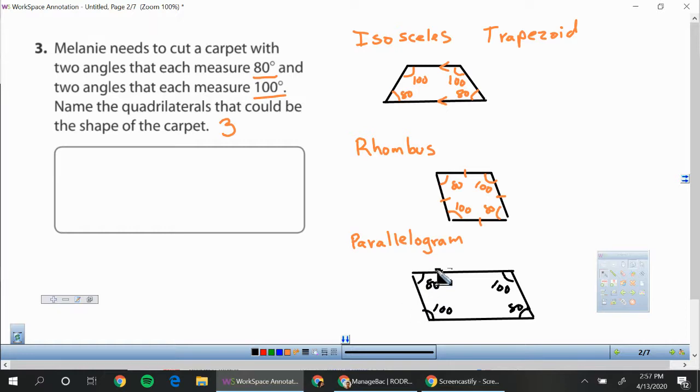Now these sides will not be the same exact length. The sides will now be a little bit different. This side could be equal to this side. Well, actually they have to since it's a parallelogram. This side could be equal to this side. Now by definition, a parallelogram has two sides that are parallel to each other. So this side could be parallel to that side, and this side could be parallel to that side. That's my answer: an isosceles trapezoid, a rhombus, and a parallelogram.